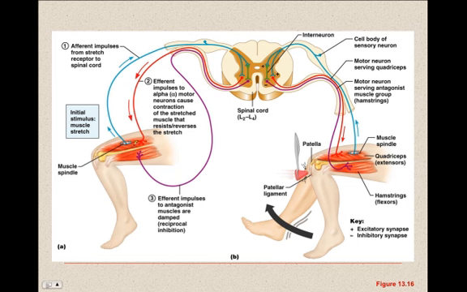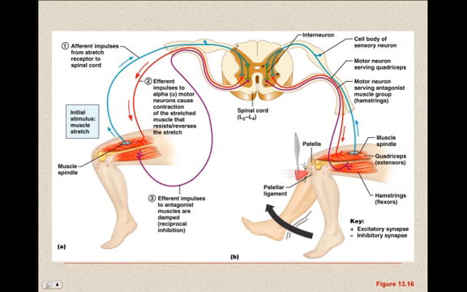And this is to help us maintain posture. The idea behind this reflex is that if for some reason your knee starts to buckle, we have this reflex that can help to initiate contraction of the quadricep muscles and help you maintain posture. So again, it's going to cause the contraction of the quadricep muscles.